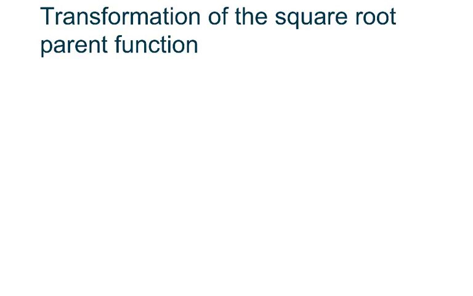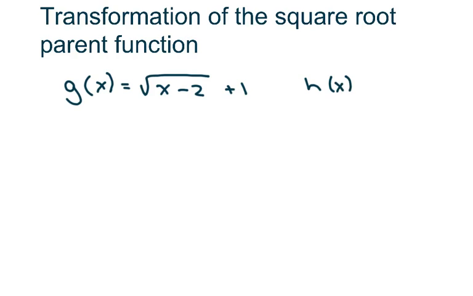Hi everyone, we're going to transform the square root parent function. I'm going to go ahead and do two of these. The first one is going to be g of x equals the square root of x minus 2, plus 1. And I also wanted to do a reflection one. So I'm going to do h of x equals square root of negative x, minus 2.